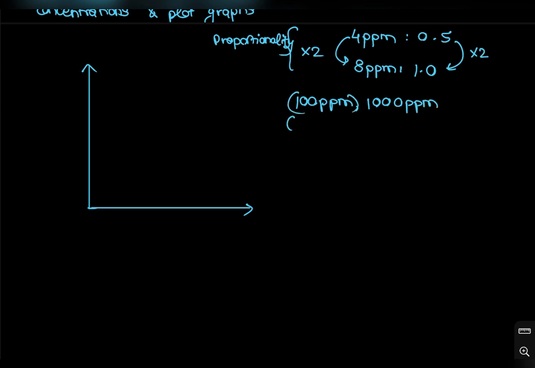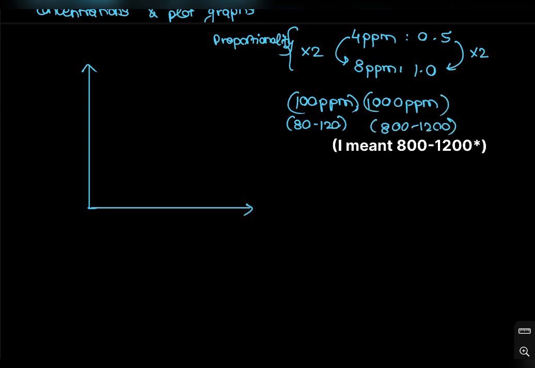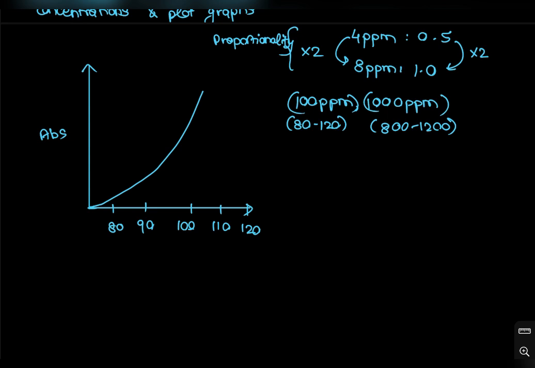So for 100 you would try out 80 to 120 ppm, and for 1000 you would, let's say, try out 100 to 1200 ppm. Let's say you try out 80 to 120 ppm: 80, 90, 100, 110 and 120. This is the absorbance, and let's say the graph that you get is this. This is the case in which linearity is observed, yes, definitely, but no proportionality is observed.